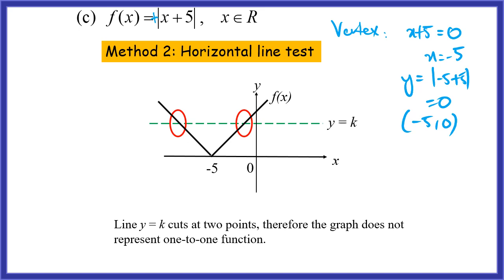Okay, so this is how you check whether it's a one-to-one function or not, whether using the algebraic method or the horizontal line test. Okay, so what is an inverse function?